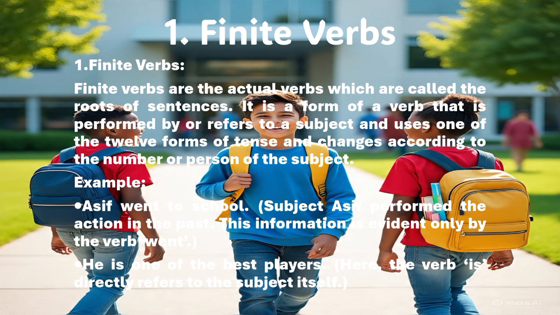1. Finite verbs. Finite verbs are the actual verbs which are called the roots of sentences. It is a form of a verb that is performed by or refers to a subject, and uses one of the 12 forms of tense and changes according to the number or person of the subject. Example. Asif went to school. Subject Asif performed the action in the past. This information is evident only by the verb went. He is one of the best players. Here, the verb directly refers to the subject itself.